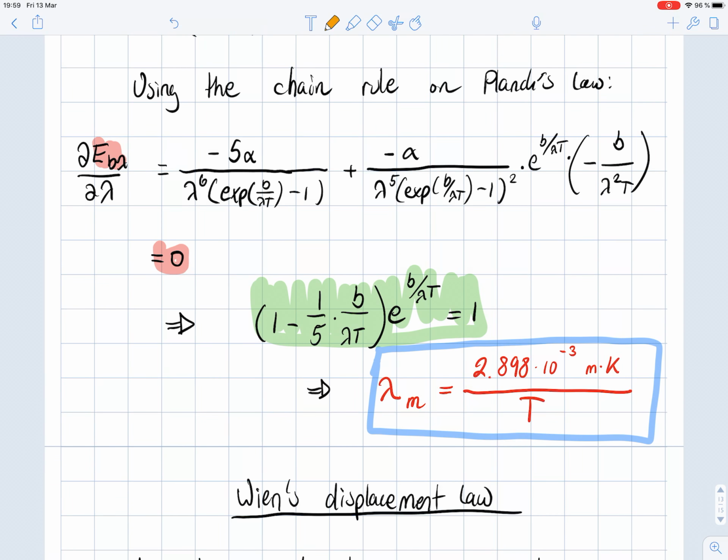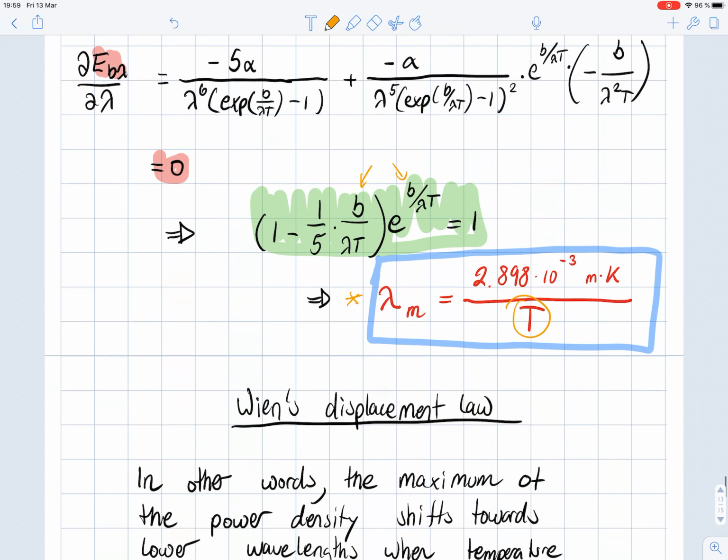Remember that B here is a constant depending upon various things. So we can plug in the numerical value and we can find the following expression. So lambda equals roughly 3 times 10 to the minus third over T. And that is Wien's displacement law: the wavelength at which you get the maximum power density is inversely proportional to temperature.